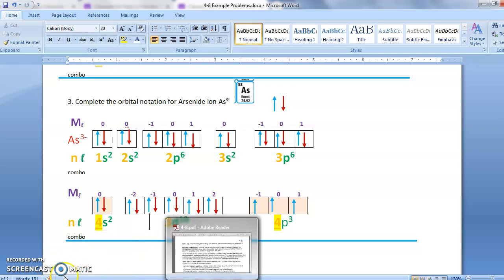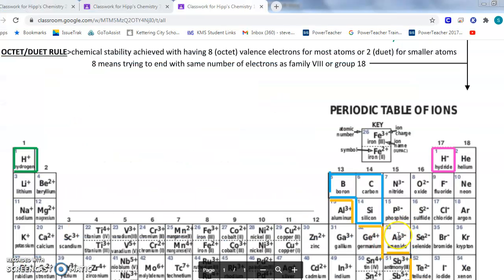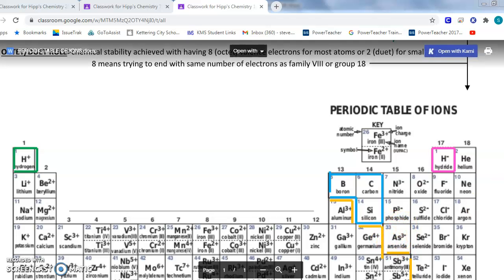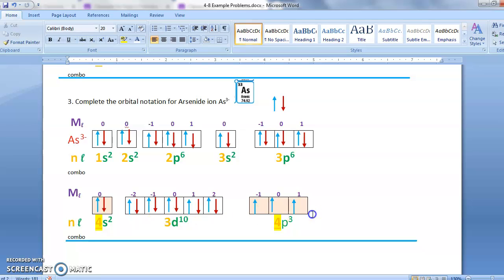If we take a look at the periodic table of ions, here's arsenic. Well, it's the arsenide ion here, but arsenic would be in this square right here. We go up to the top, there's a Roman 5. There's a Roman 5 above that. How many valence electrons did we say this one has? 5. How many more electrons would it need to fill the 4p completely? It looks like we've got spots for 3 more electrons.